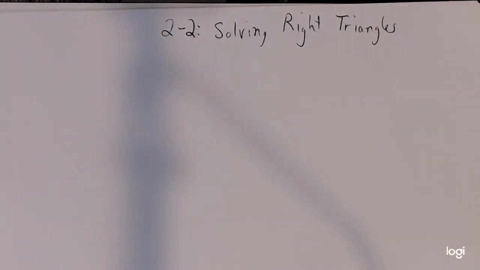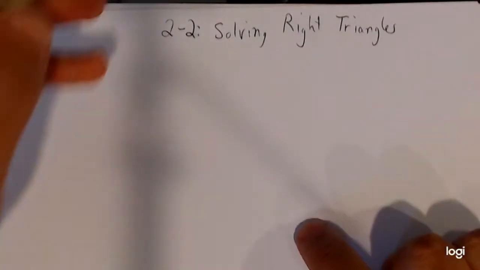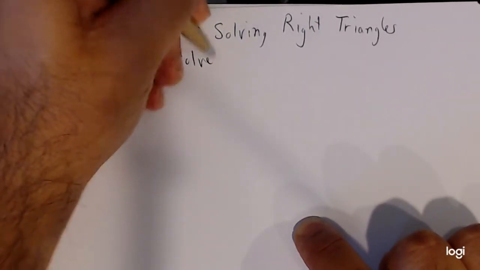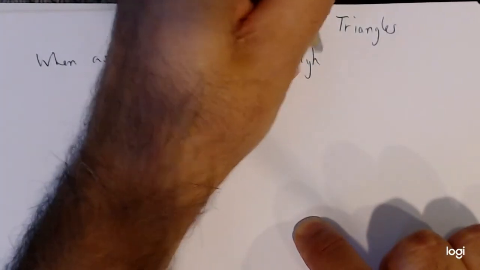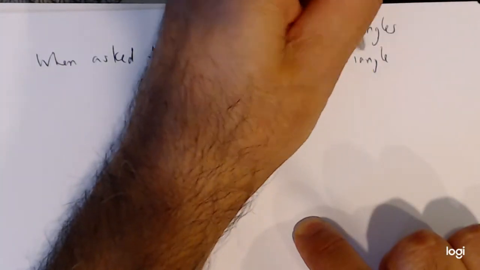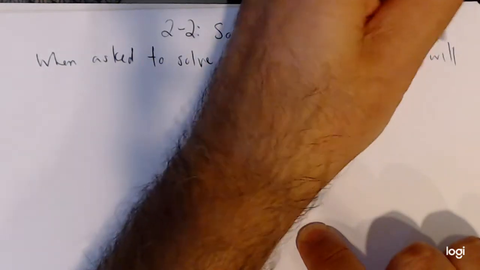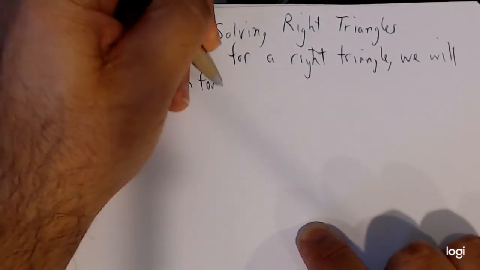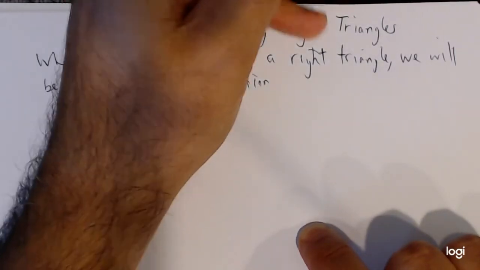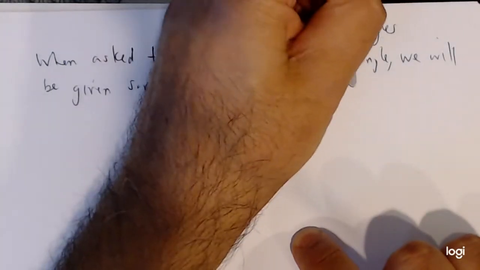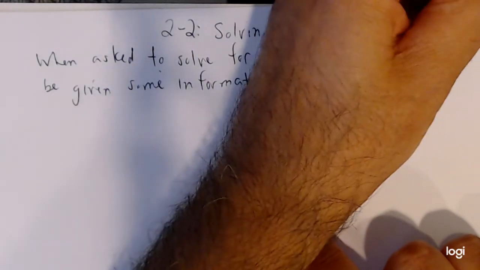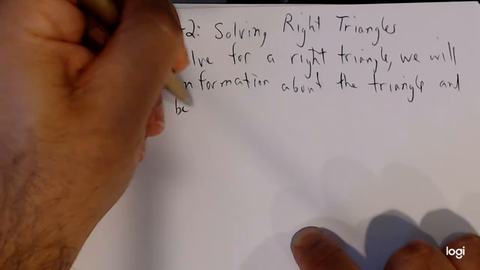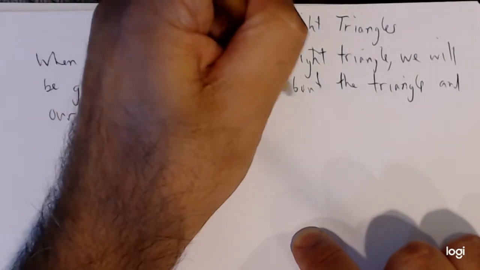Okay, so what we're going to talk about today is solving right triangles. Whenever we're asked to, let's actually write this down: when asked to solve for a right triangle, we will be given some information about the triangle, and our goal will be to find all the missing sides and angles.